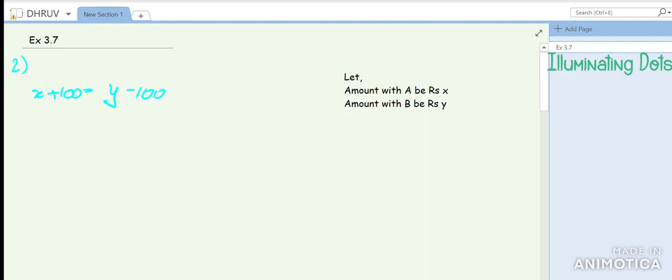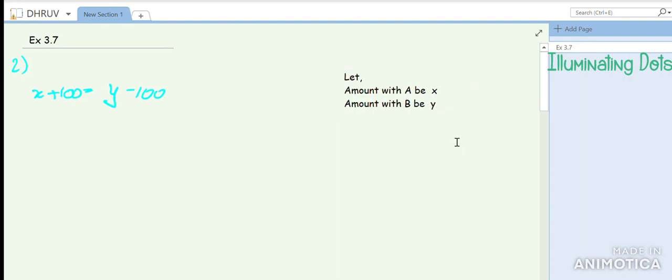Another thing, this has not been specified anywhere if it is rupees or dollars or anything, but for convenience purposes, I will assume this as rupees here.